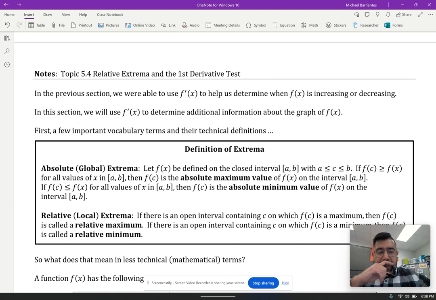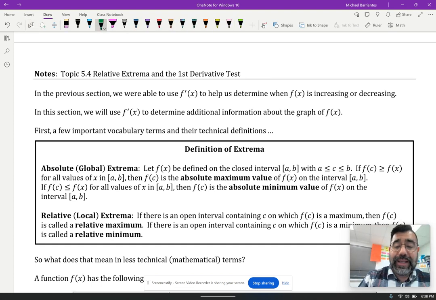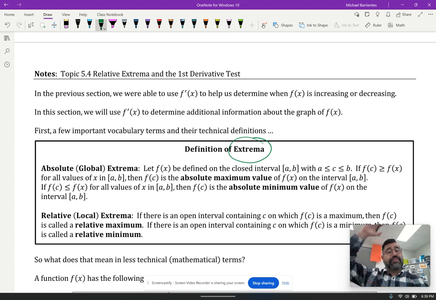Whenever they ask us for extrema, they're asking us for extreme values, right? Extrema is the plural form of extremum, and an extremum is an extreme point, like a maximum or a minimum. Those are extreme points, the highest point and the lowest point. So when we talk about extrema, we're looking for those highest, lowest points. But they come in two varieties, and I want to make sure we understand the difference between both.